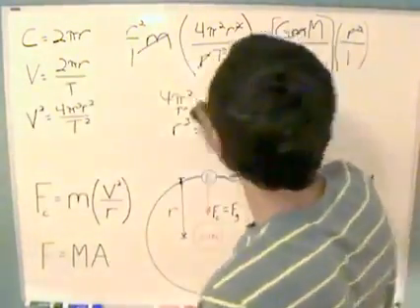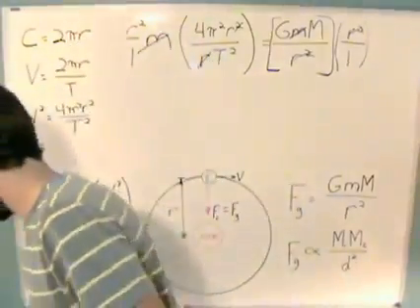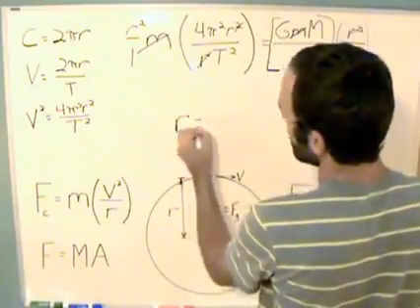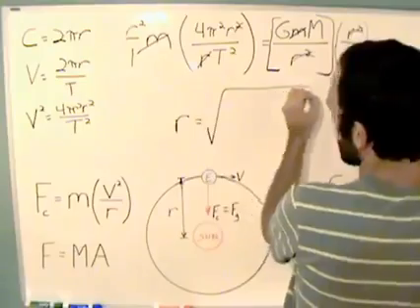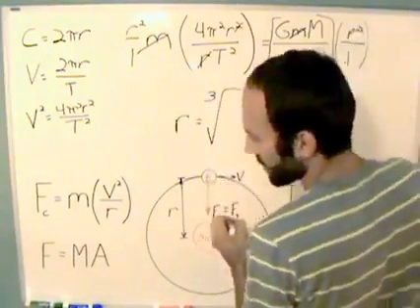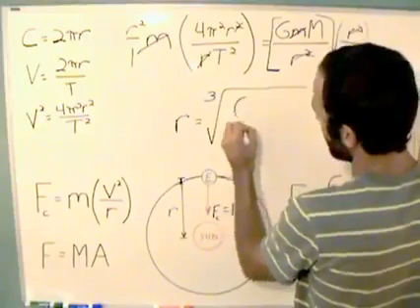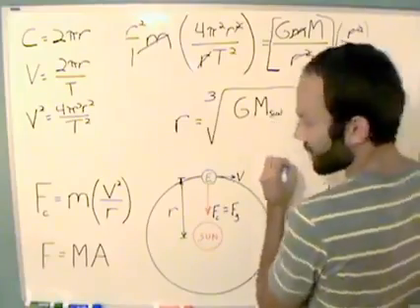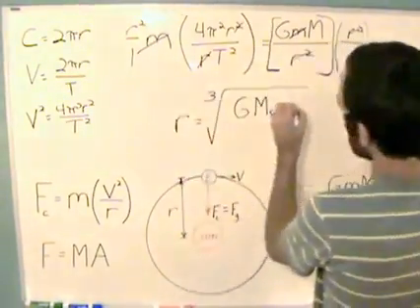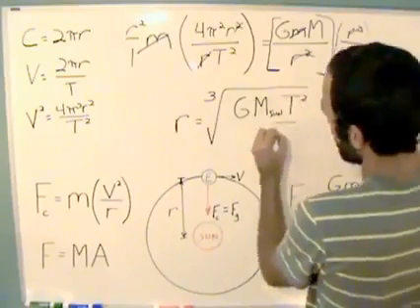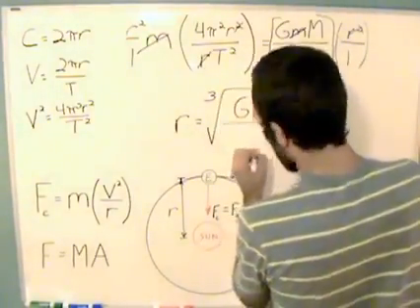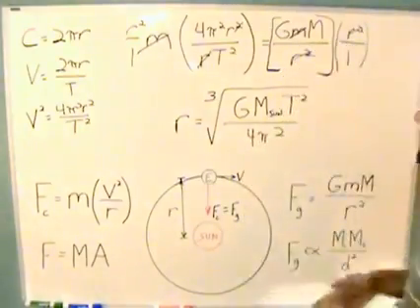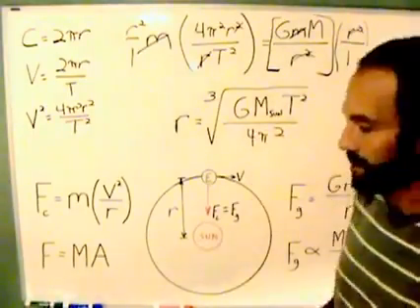What this actually works out to, instead of doing all the algebra for you guys, I've already done it. And if you look this up, this is the period equation. R ends up being, so I'm not boring you with all the algebraic steps, the cube root of the gravitational constant times the mass of the sun times period squared over 4 pi squared. Okay? That's what this breaks down to. You can solve for r.